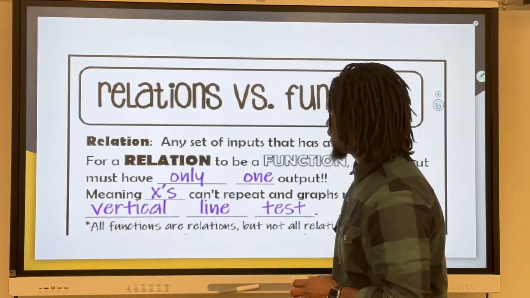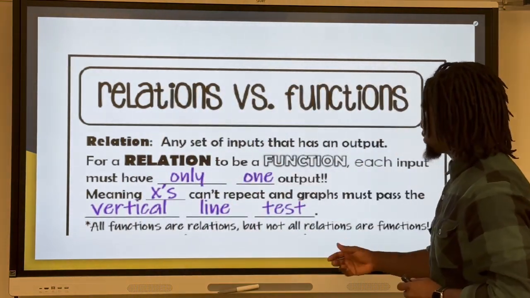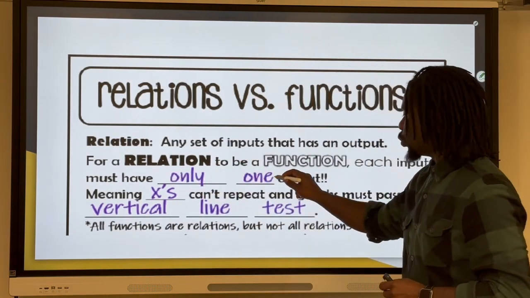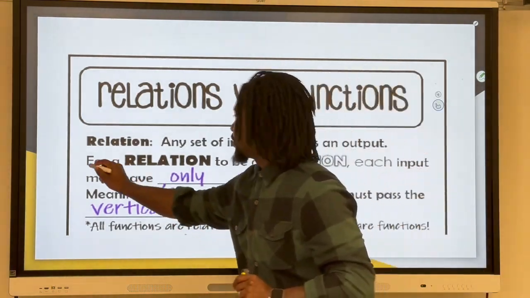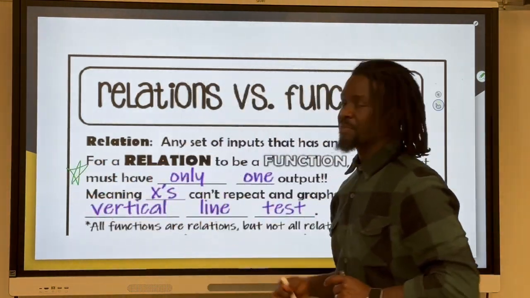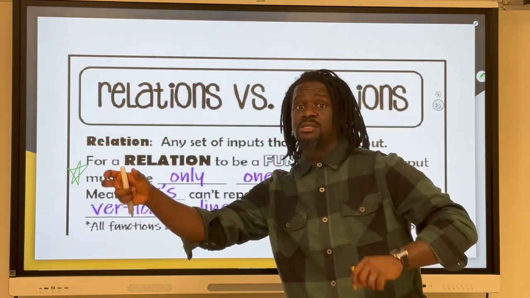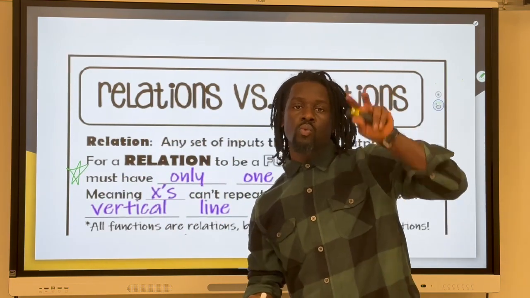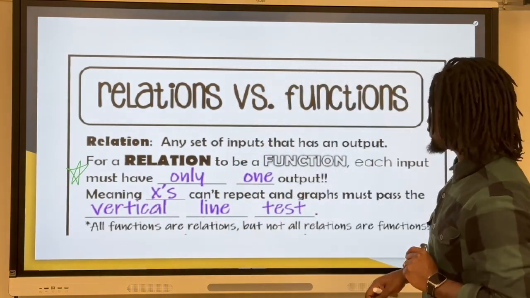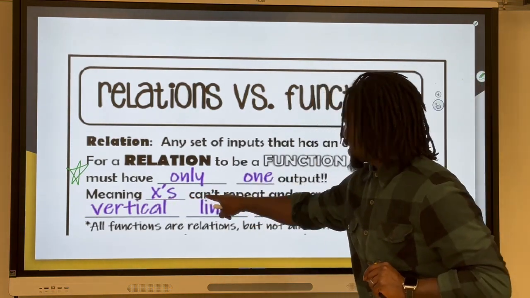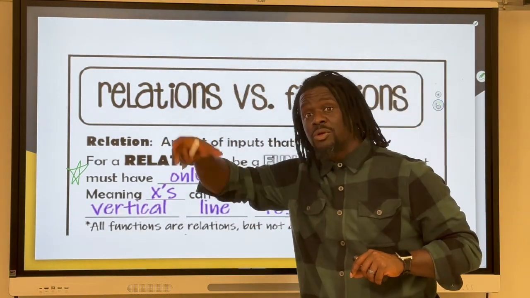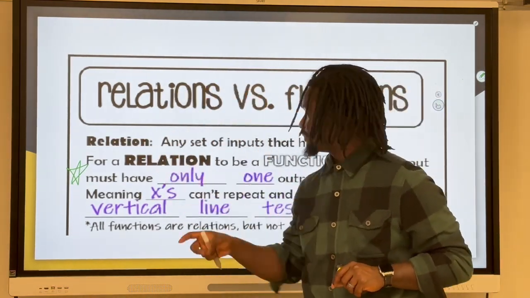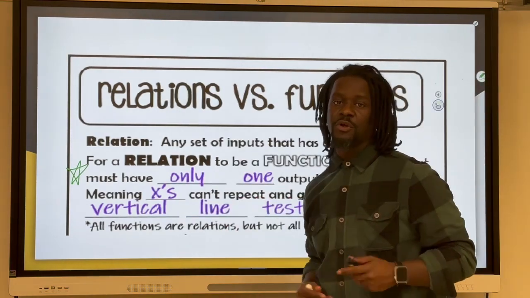Inputs, outputs. So for a relation to be a function, each input must have only one output, and that is the key right here. For every X, there can only be one Y. For every X input, there can only be one output. Meaning, X's can't repeat. The numbers in the input cannot be repeated. They can be repeated on the output, but not in the input. And it must pass the vertical line test.